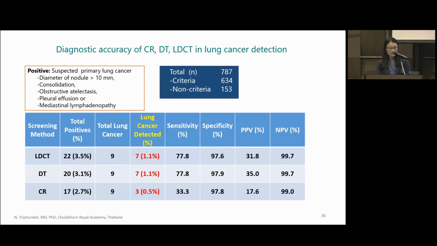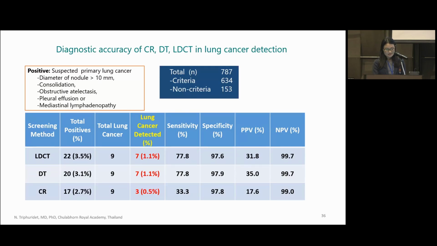This is our result. Our N is quite small, 634 high-risk smokers. For the test at baseline, we found a total of 9 lung cancer cases. Low-dose CT had 22 positive tests, DT 20, and chest X-ray 17.